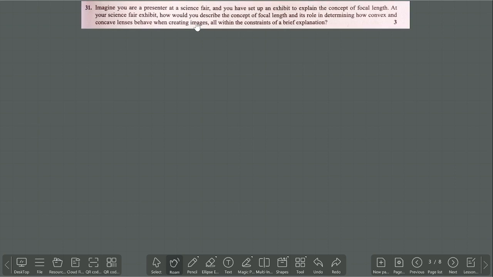So read the question. Imagine you are a presenter at a science fair and you have to set up an exhibit to explain the concept of focal length. How would you describe the concept of focal length and the role in determining how convex and concave lenses behave when creating images, all within the constraint of a brief explanation. So first what we are going to do over here, we are going to find the focal length.